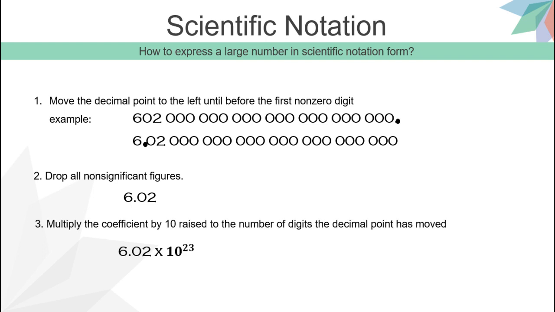Then, third, multiply the coefficient by 10. Again, I said, our base is always 10. Raised to the number of digits the decimal point has moved. Count how many places your decimal point passed when it moved. So, if you count all the digits the decimal point passed, there are 23. Okay? If you moved from right to left, the exponent is positive.